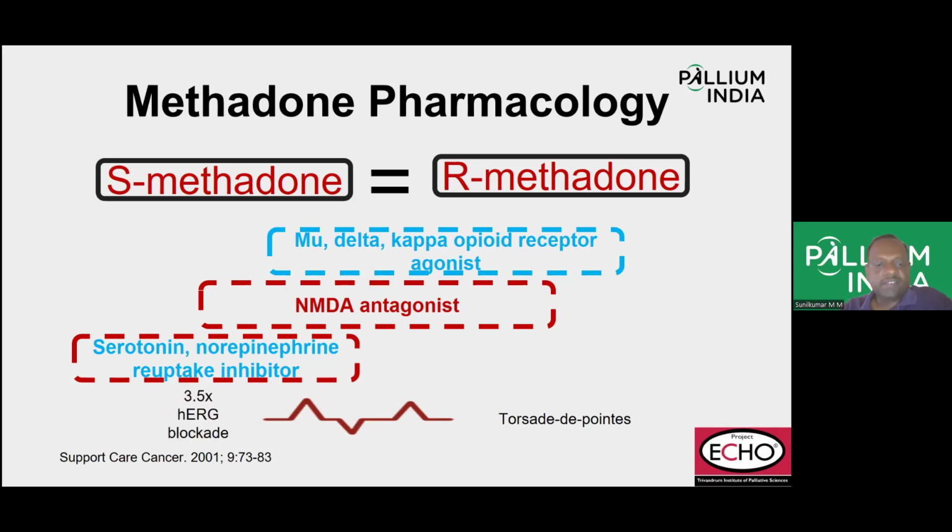But in addition, it also acts on the human ether-a-go-go related gene channels, and it can cause torsades de pointes, which can lead to ventricular fibrillation and death of the patient. So the first three are beneficial effects of methadone, but the last one is one of the serious side effects of methadone.